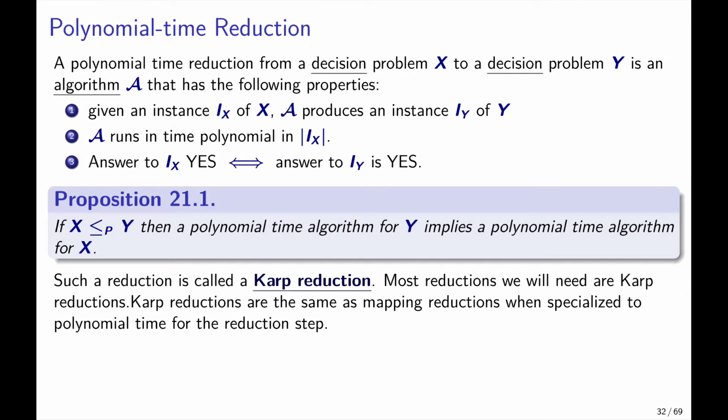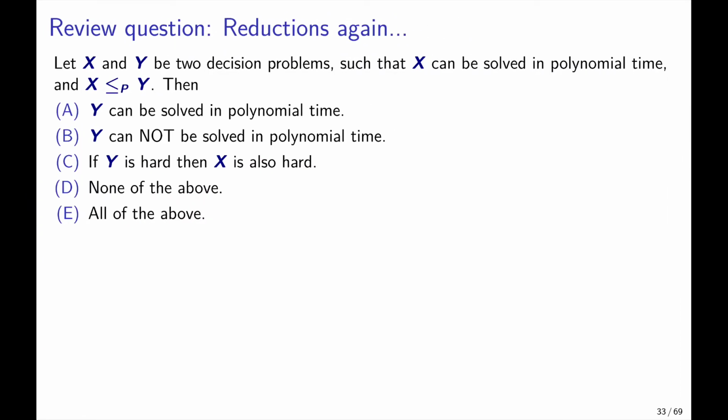Right, and the important thing for our purposes is the proposition that says that if X is polynomially reducible to Y, and there is a polynomial time algorithm for Y, then there is a polynomial algorithm for X. Such a reduction is called a Karp reduction. Here we require that we map an instance to an instance. It's a single shot reduction, and it's called a Karp reduction. Okay, let's do a review question.